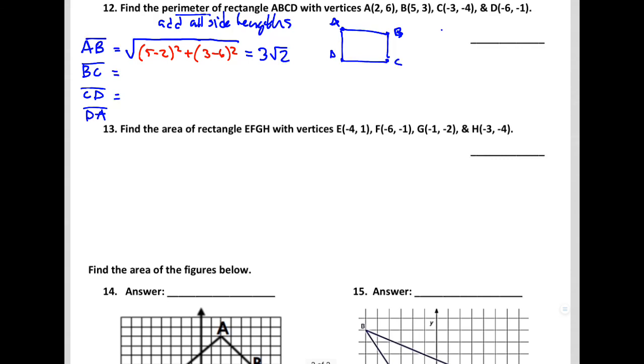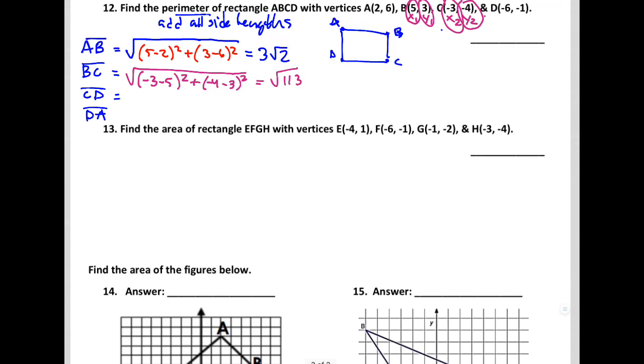So now our x1 and x2 are going to be with B and C. So x1, x2, y1, y2. So x2 is negative 3 minus x1, which is 5. So the square root of negative 3 minus 5 squared plus our y2, which is negative 4, minus our y1, which is 3 squared. If we put that in the calculator, we get the square root of 113. It does not simplify, so we leave it like that.